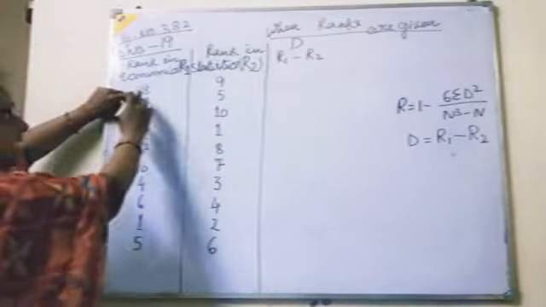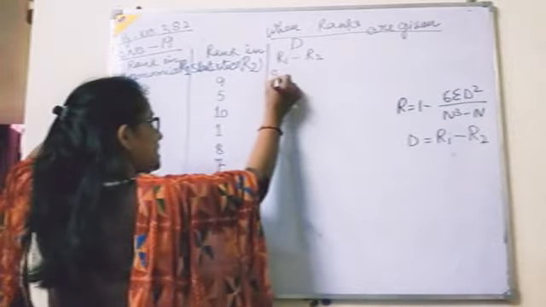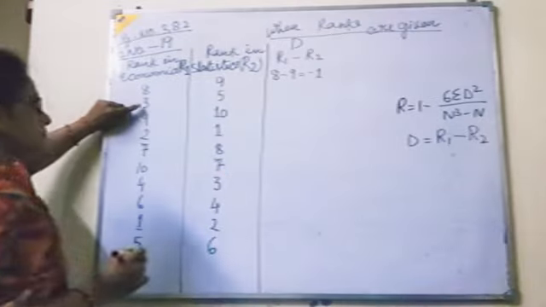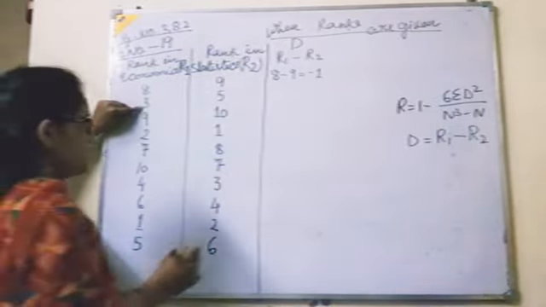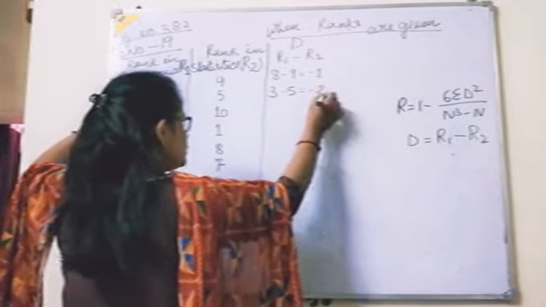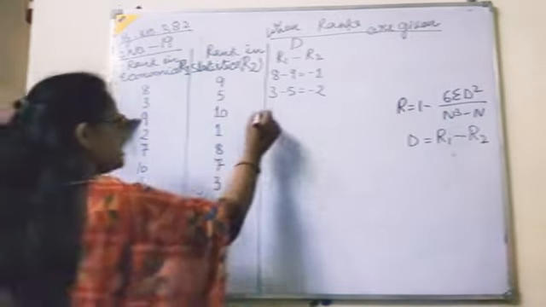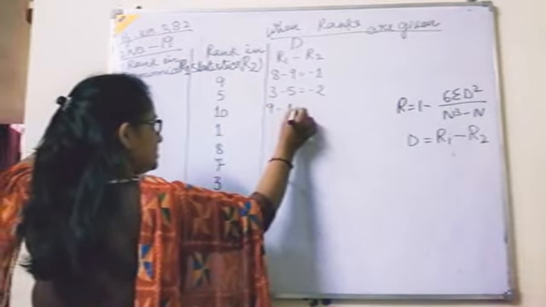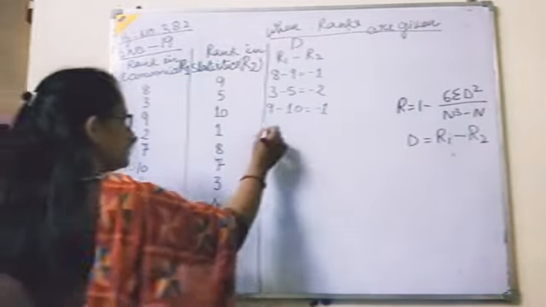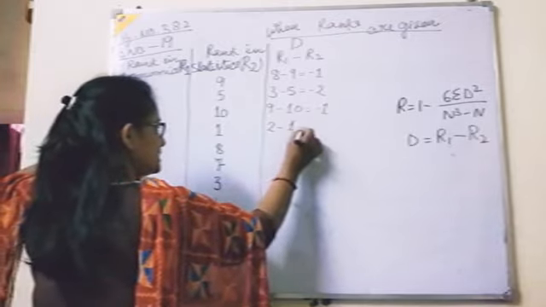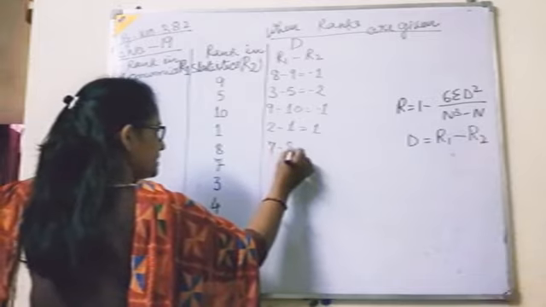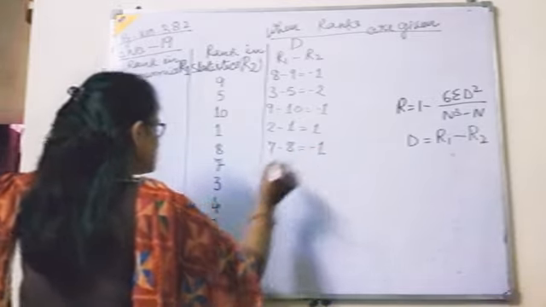So means 8 minus 9. First one will be 8 minus 9 is equal to minus 1. Second one will be 3 minus 5, which is equal to minus 2. Third one will be 9 minus 10 is equal to minus 1. Fourth one will be 2 minus 1 is equal to 1. Fifth one is 7 minus 8 is equal to minus 1.